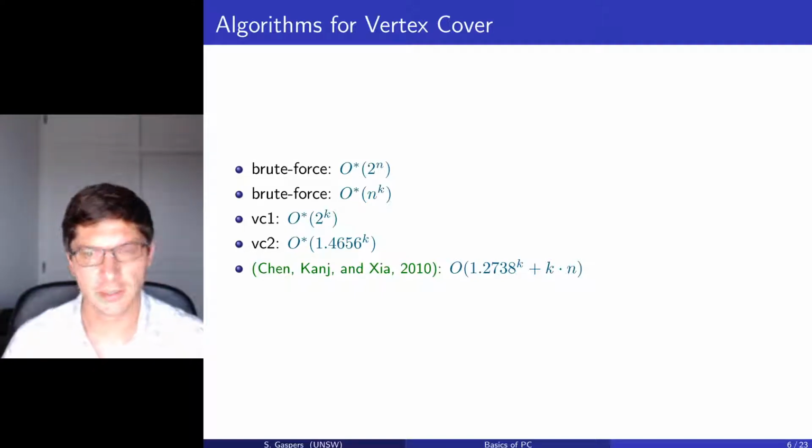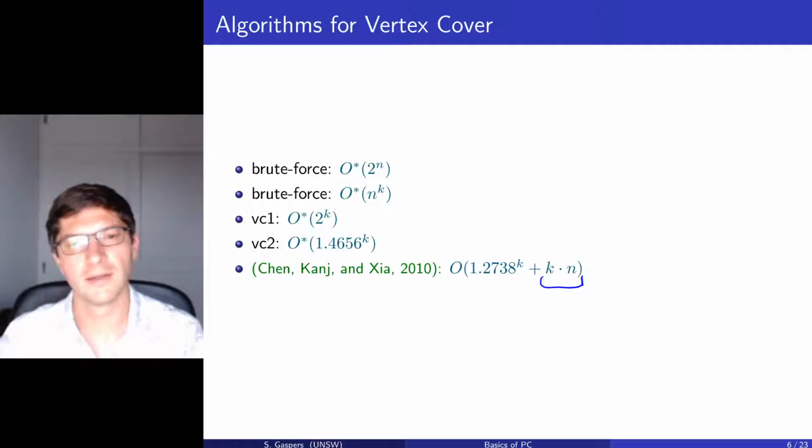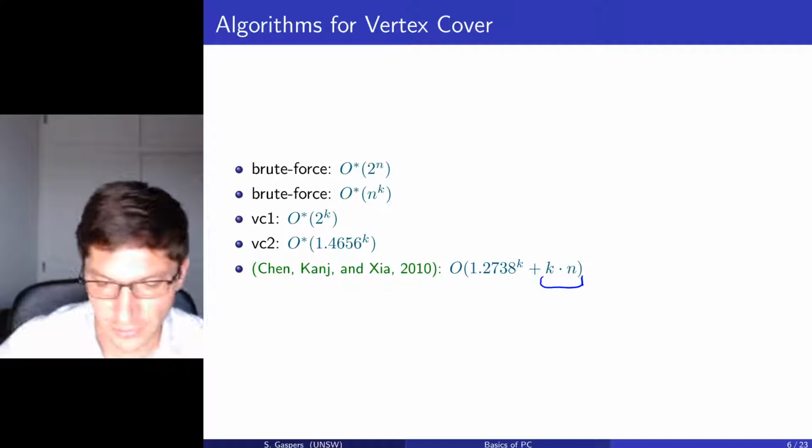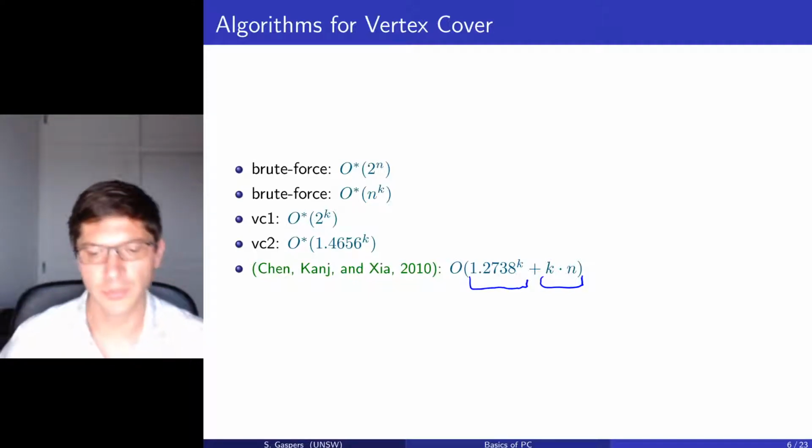Chen, Kanj, and Jia showed an algorithm that does some preprocessing. In time order k plus n, it computes a kernel, and then it solves the kernel in exponential time in k, so in time 1.2738 to the power k.